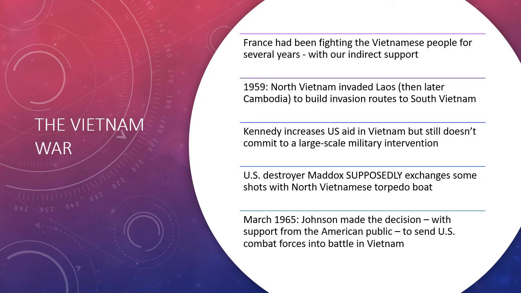Destroyer. That is a declaration of war. So in March of 1965, Johnson makes a decision, and might I add that he had firm support from the American public when he made this decision to send U.S. combat forces into a battle in Vietnam. By June, we had 82,000 combat troops stationed in Vietnam. And he really escalates this quite quickly.